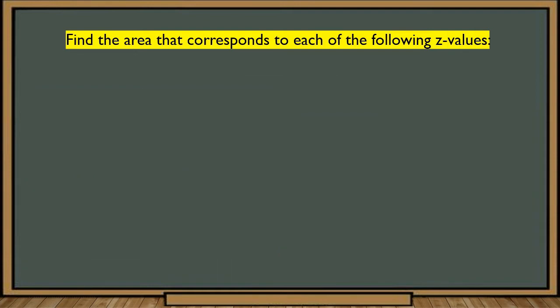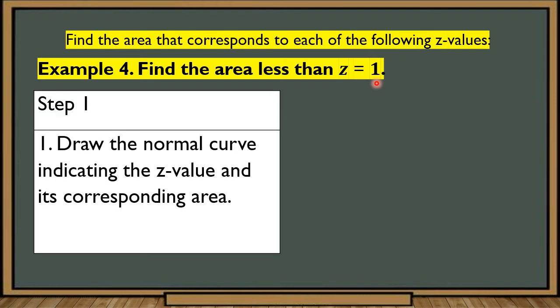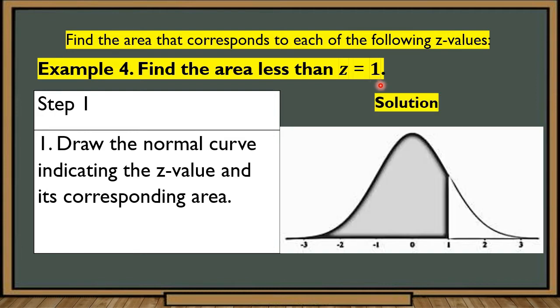Okay, so next. This time we have another example. Find the area less than z equals positive 1. So, this time we have an area which is less than z equals 1. First, we are going to draw the normal curve indicating the z value and its corresponding area, so we can picture out the area we are looking for. Our starting point is z equals 1. Here it is, positive z equals 1. This is our z-score of 1.